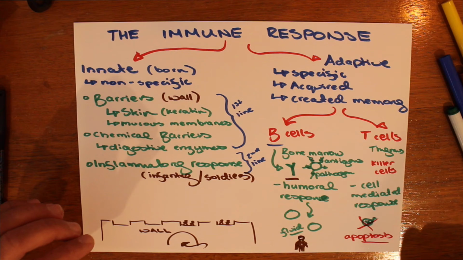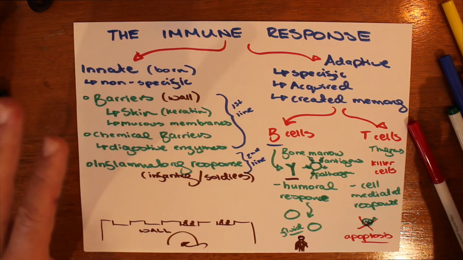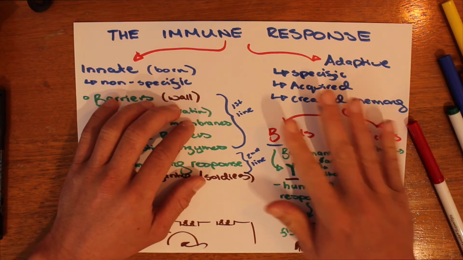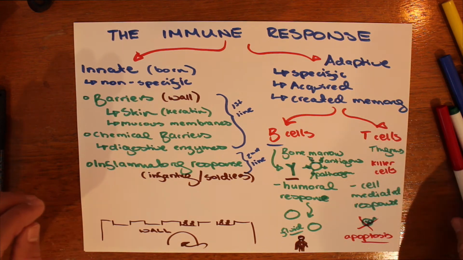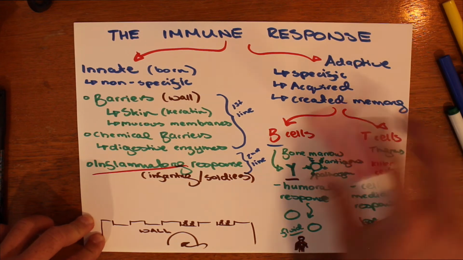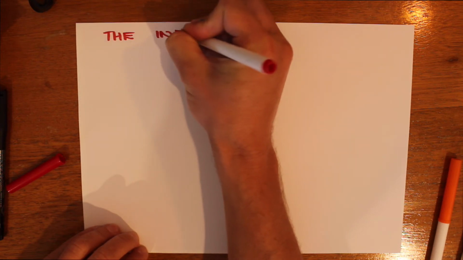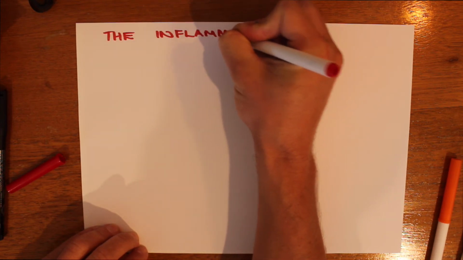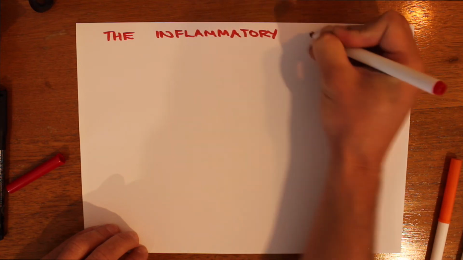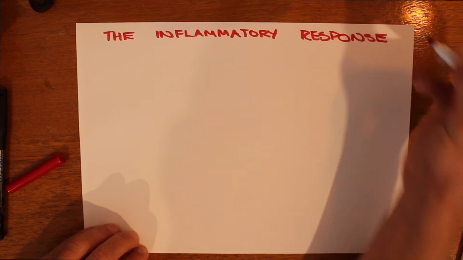So these are the two types of responses that our body can go through. We have the brute force, the innate system, but also the adaptive response. So what we're going to talk more about now is the inflammatory response. We're talking the innate system. Okay, so now we are going to talk about the inflammatory response. And this is part of the innate system.